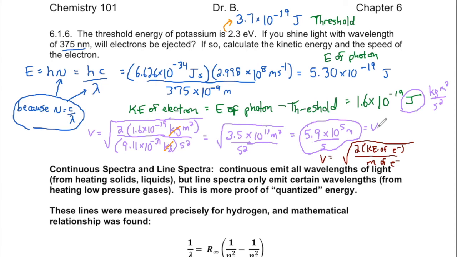So this is the speed of the electron. This is the energy of the electron, the 1.6 times 10 to the negative 19 joules, and the answer, yes, an electron will be ejected with this energy and this speed.